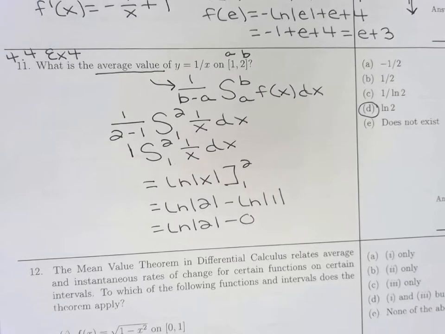So why did you change 1 over x to ln of x? Because that's a rule. The integral of 1 over x is ln of x. Okay. But why did we do that? Because that's a rule. It's just like the integral of sine is cosine. Just one of those things. Okay.